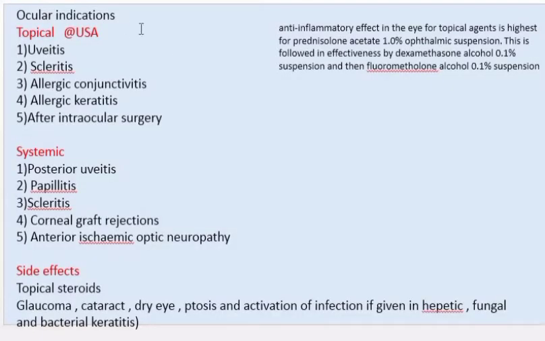The ocular indications, I have made a mnemonic: uveitis, scleritis, allergic conjunctivitis, and again from A, allergic keratitis, and after intraocular surgery. I have just written one A, but you can even write two A's, like USA or whatever it is. Systemic indications are posterior uveitis, papillitis, scleritis, corneal graft rejection, and anterior ischemic optic neuropathy.